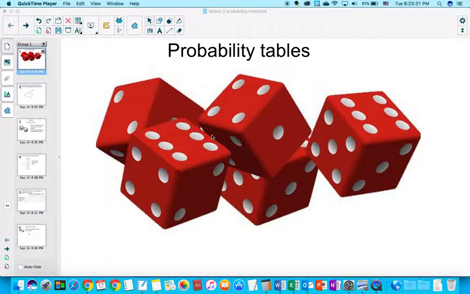In this video, you're watching lesson 2 on probability. This lesson will focus on creating tables for probability. In the previous lesson, we talked about tree diagrams. In this lesson, we'll show an alternative way of calculating probability.